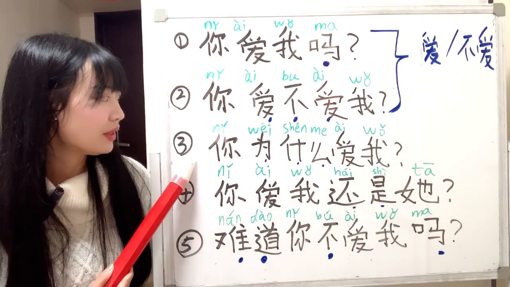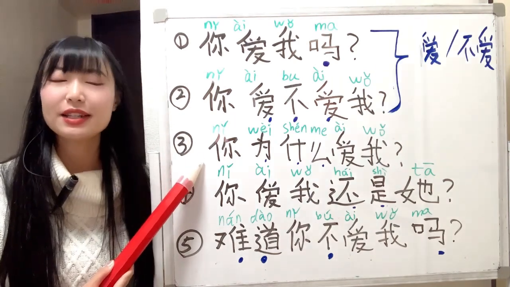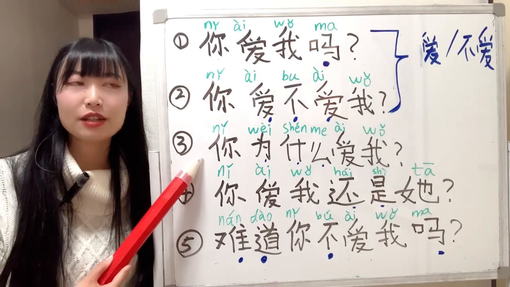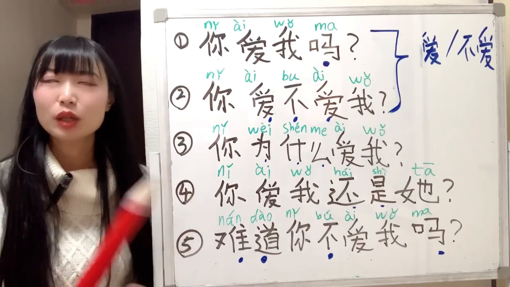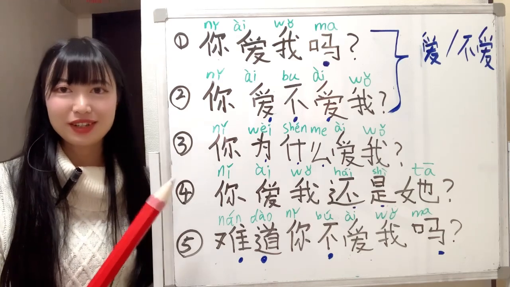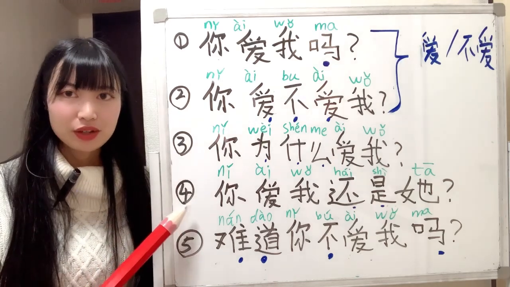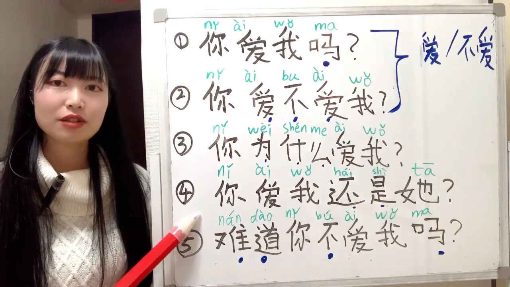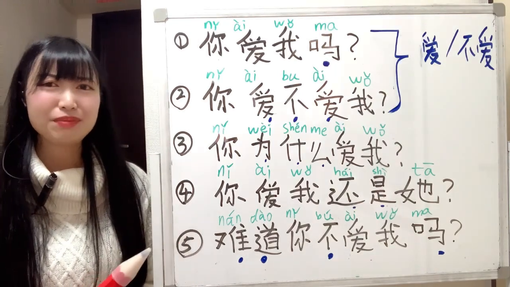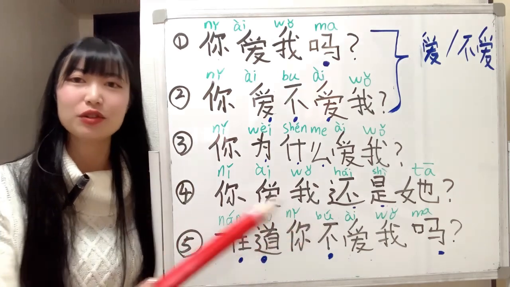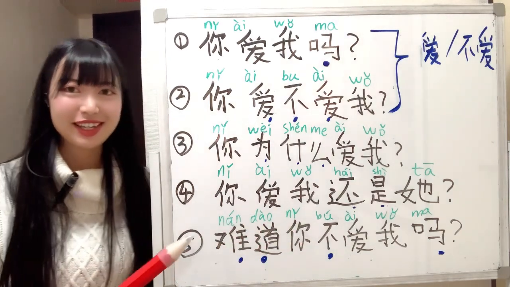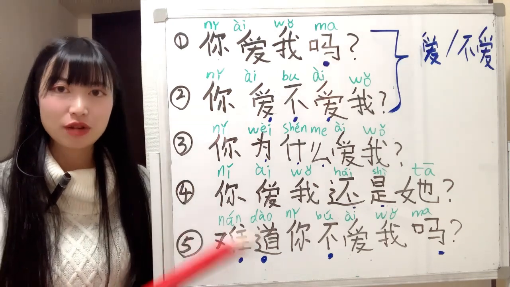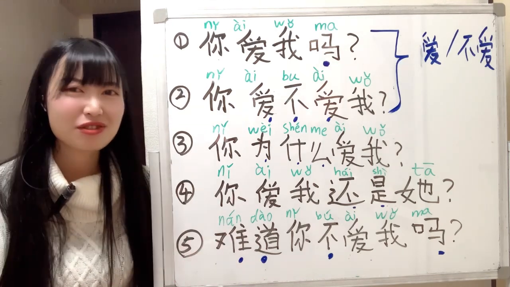And then the second, and then the third question pattern is a specific question, like why, where, what. Okay, and the fourth question pattern is the select question, A or B. 你爱我还是他? Do you love me or her? Okay, and the last one is a rhetorical question, like don't you love me?